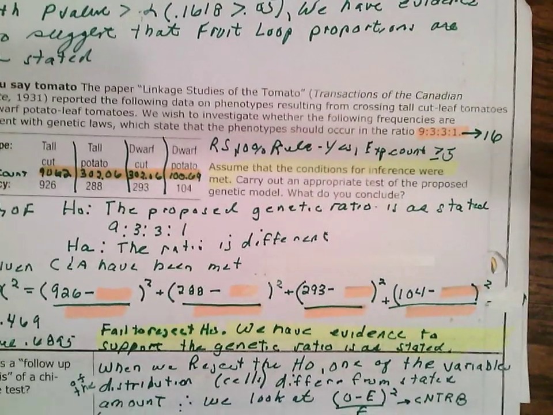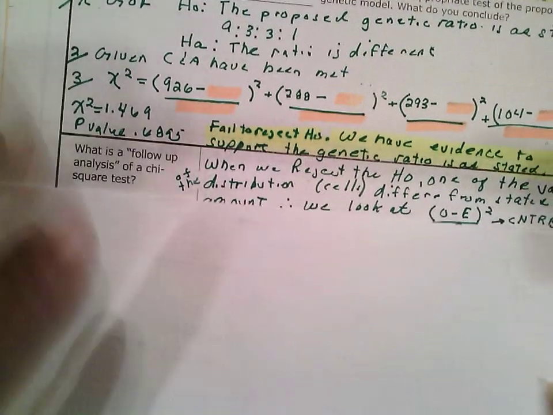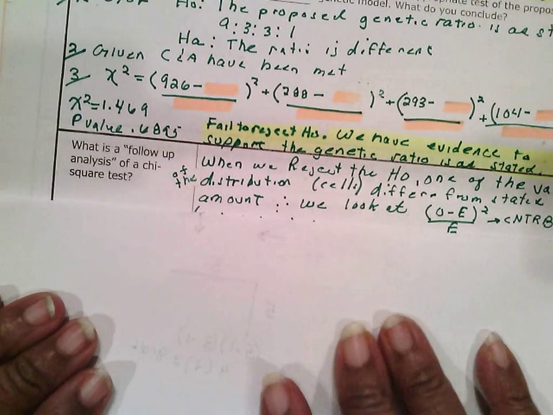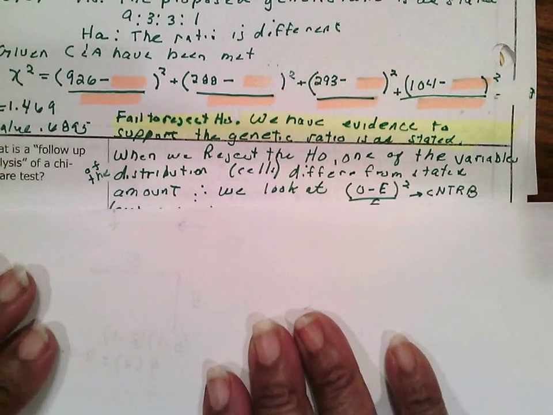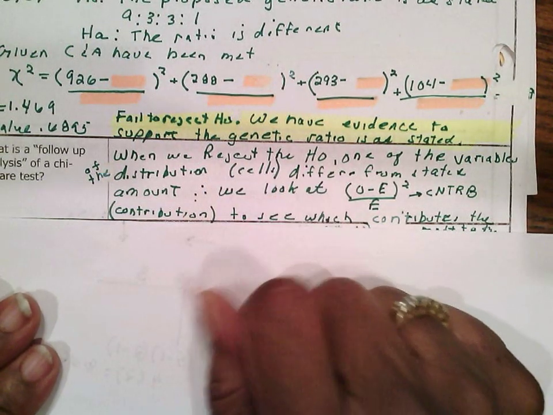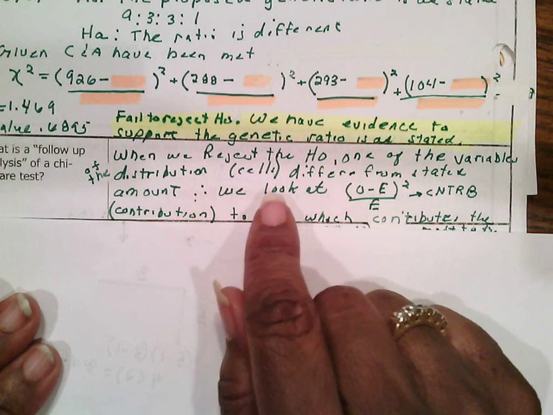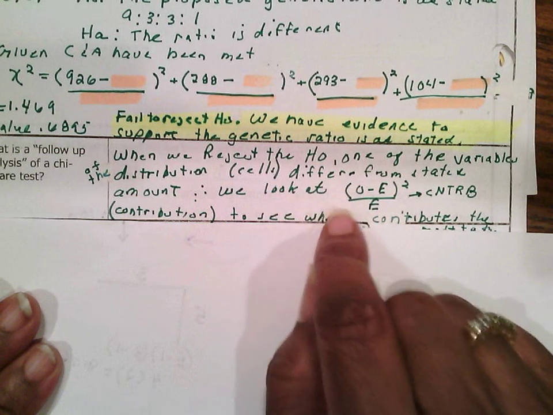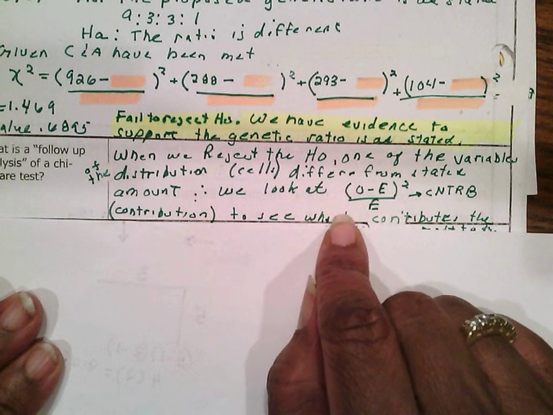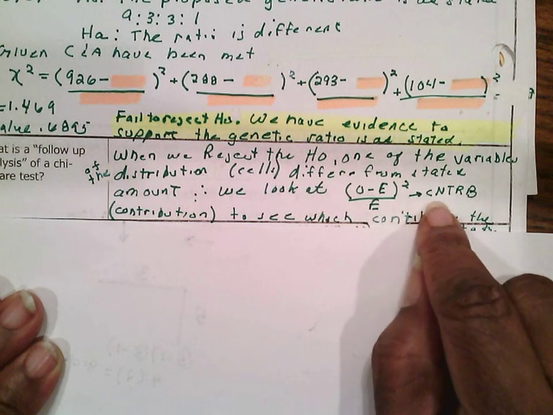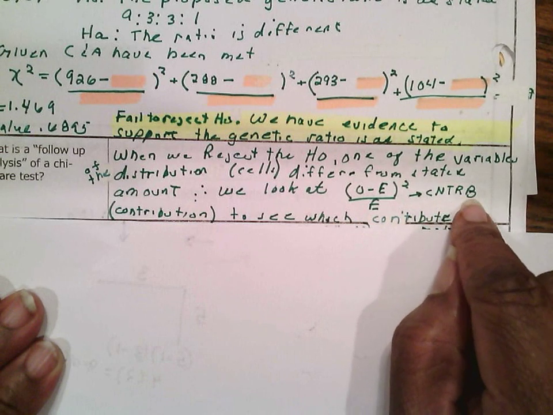But I want to go back to the prior page where it says, what is a follow-up analysis of a chi-squared test? So I inferred this a couple of seconds ago, but let's restate it. When we reject the H0, one of the variables or distributions of cells differs from the stated amount, which is what's happening here. So we look at that and see which of those are the smaller ones, and those are the ones that contributed to the rejection. So in the calculator, when we see CNTRB, that's saying contribute.